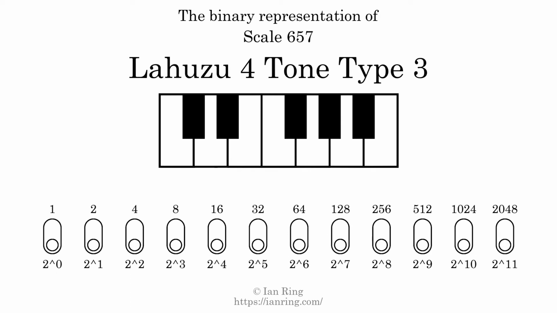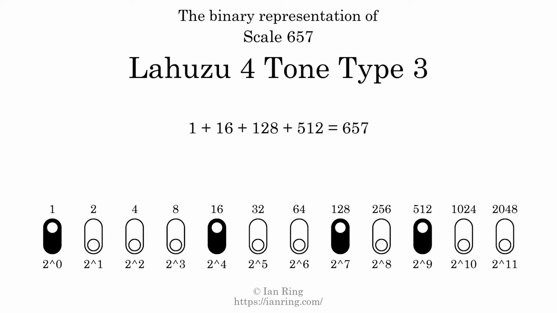The binary representation of this scale is determined by mapping tones of the scale to binary digits. Each binary digit represents a power of 2. To get the scale number, we add the powers of 2 together. The powers of 2 that are present in the scale, all added together, equals 657. That is why the scale number, in decimal, is 657.